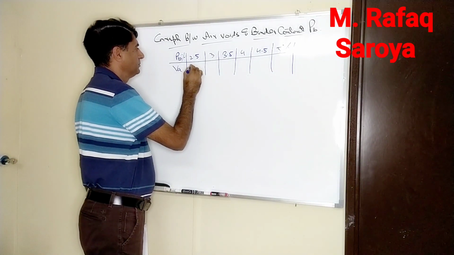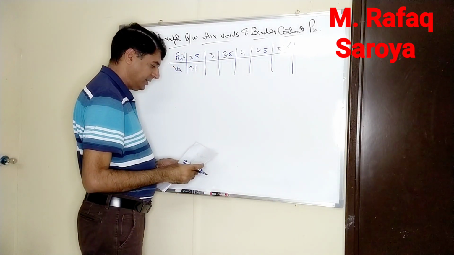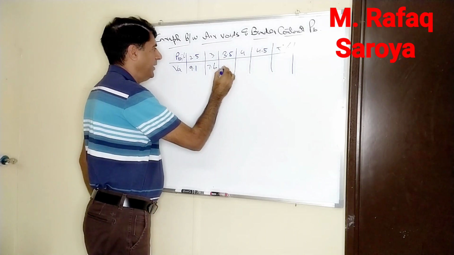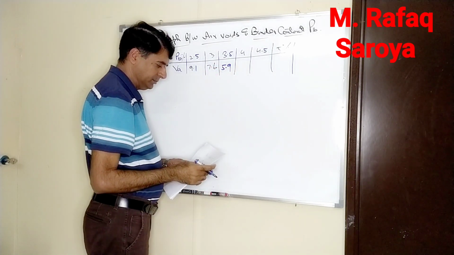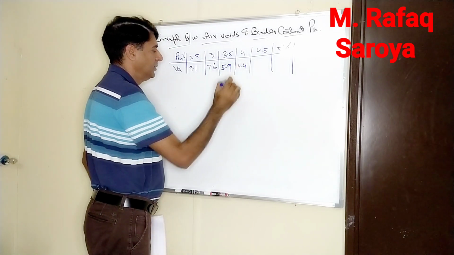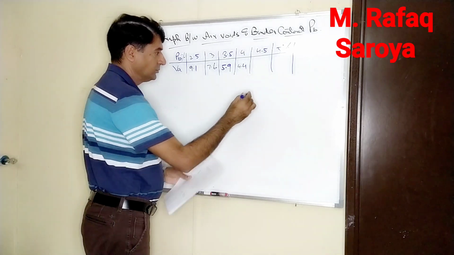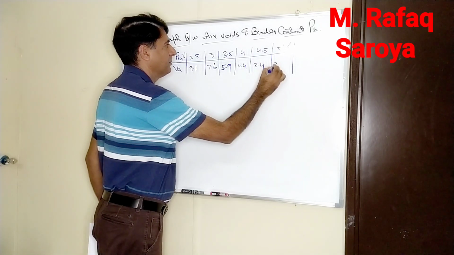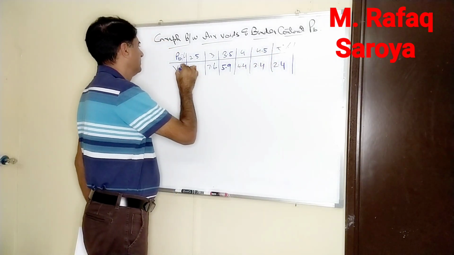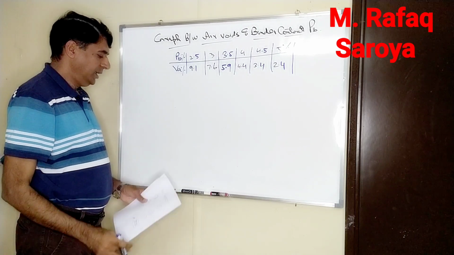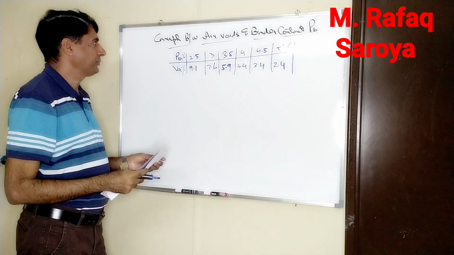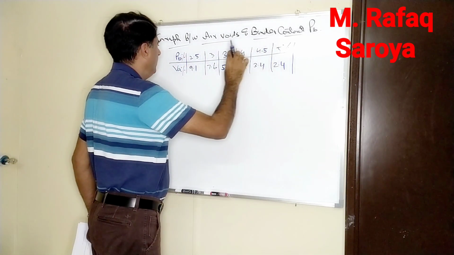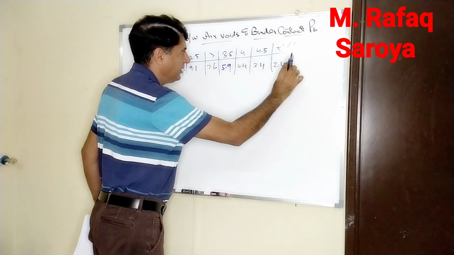9.1%. Next, 7.6%. 5.9%. 4.4%. 3.4% and 2.4%. Now, here I would like to tell you that the data is written over here. Just keep this in mind: as the binder content is increasing, the amount of air void is being reduced.